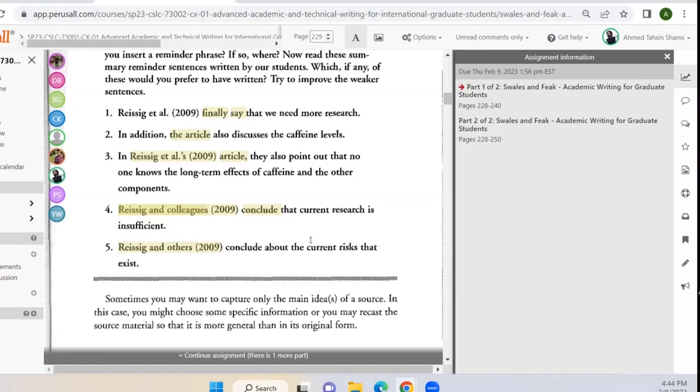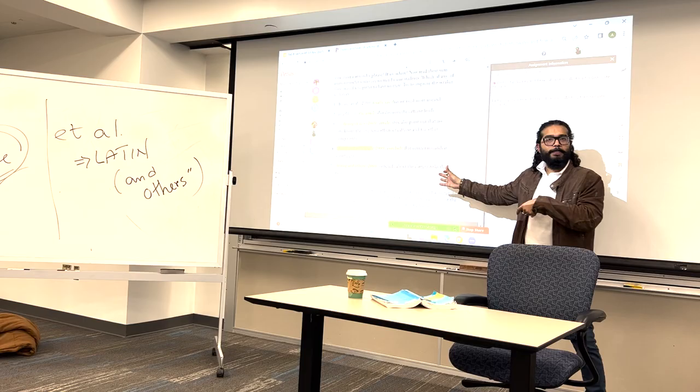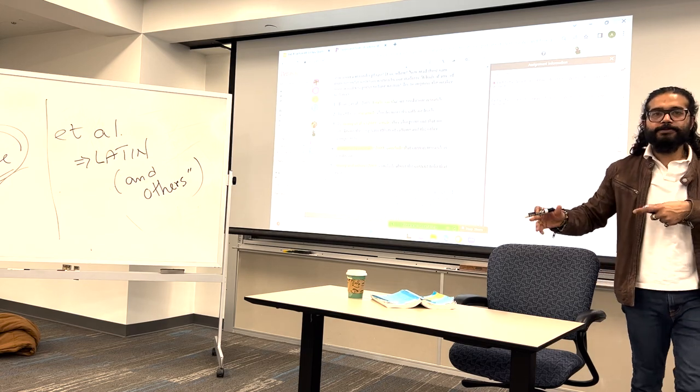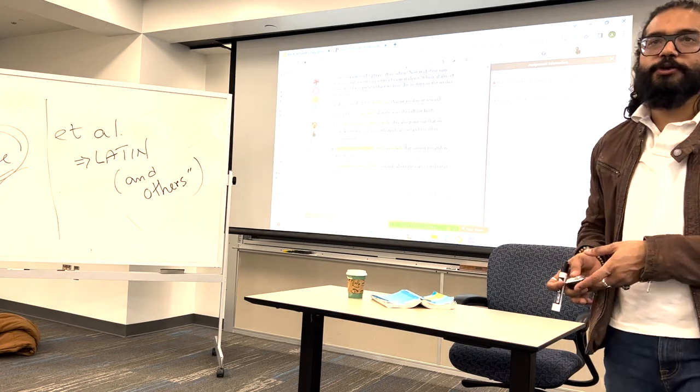Et al. should have been used. Also, others, that's not the way we use. Here also, the current risks, we do not know what you're talking about by saying just current risks. You know? So just to be specific and precise, that would be better.